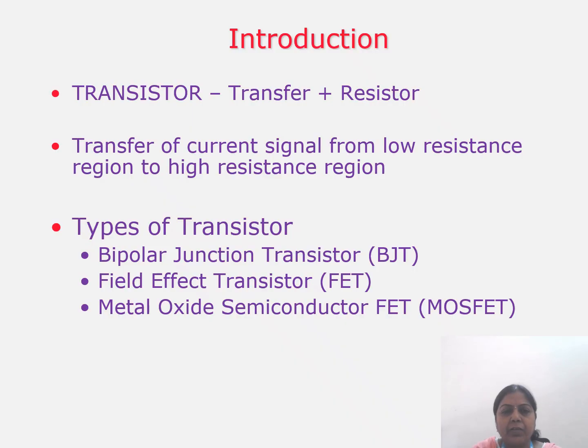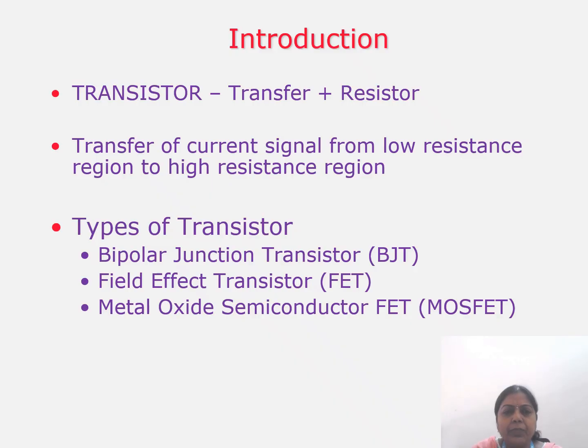In 1847, from the Bell Laboratory, they developed the transistor. Transistor means transfer of resistance, from transfer plus resistor. It's nothing but a transfer of current signal from the low resistance region to the high resistance regions.